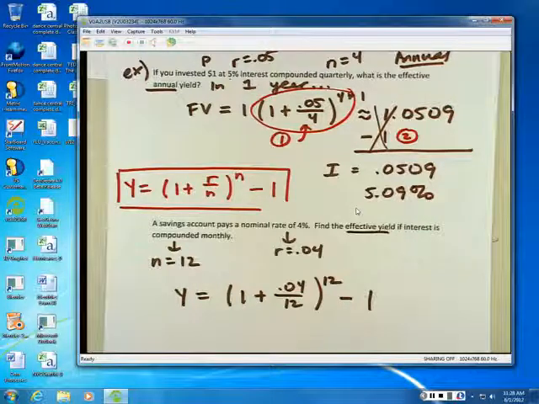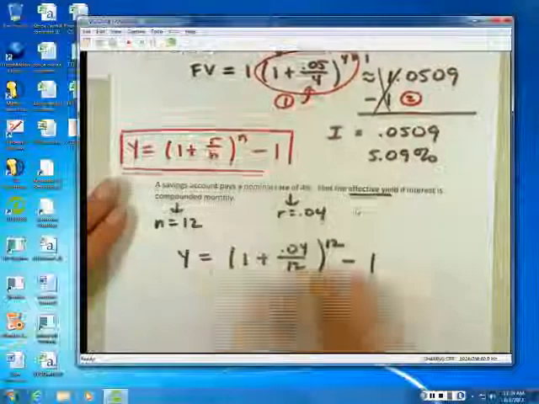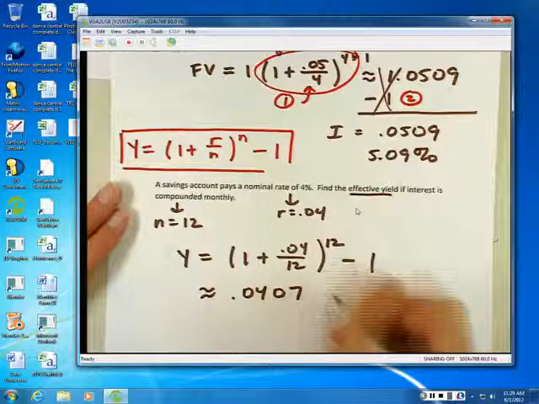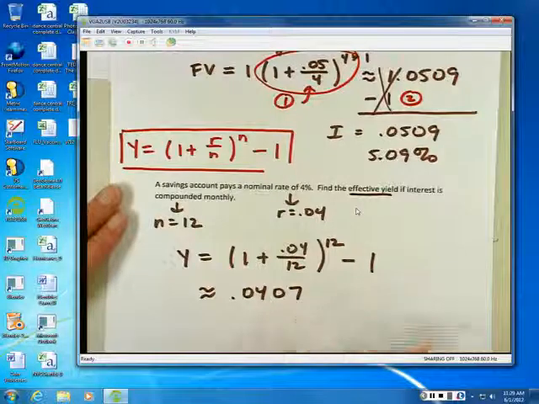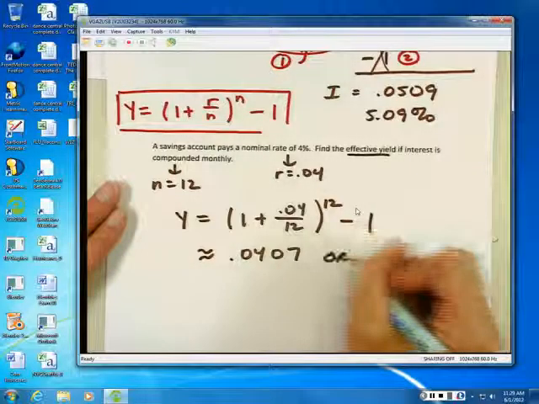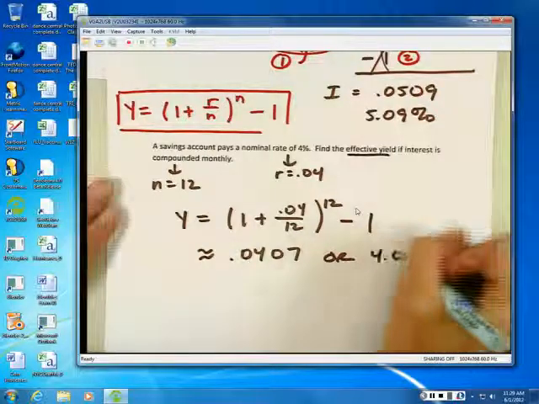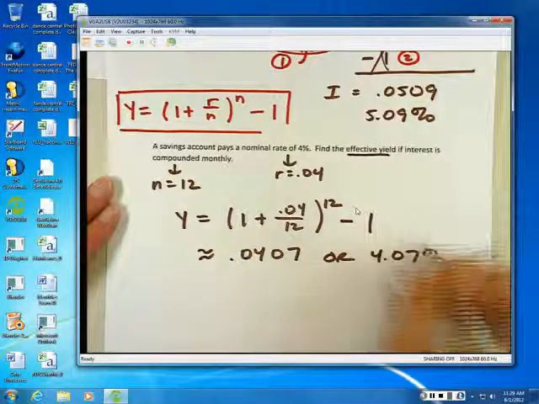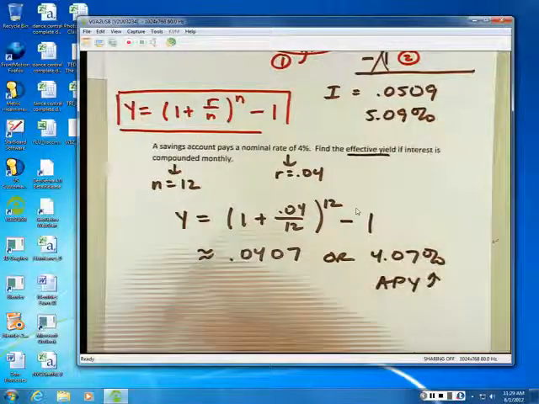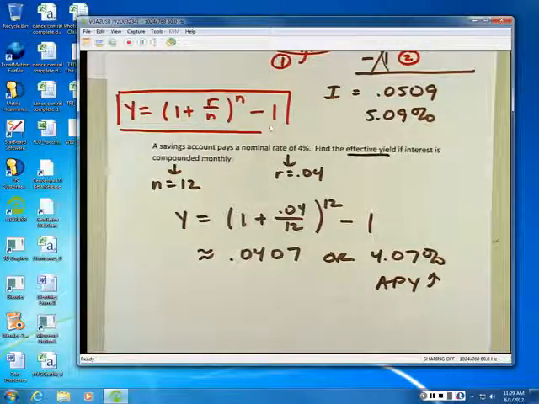So 1 plus 0.04 divided by 12, parentheses, to the 12th power, minus 1. When I do it all in one fell swoop, I get 0.0407. There's more decimals, 415, but I'm going to leave it there. So about 0.0407 or 4.07%. So this is the APY, the annual percentage yield, or the effective annual yield.